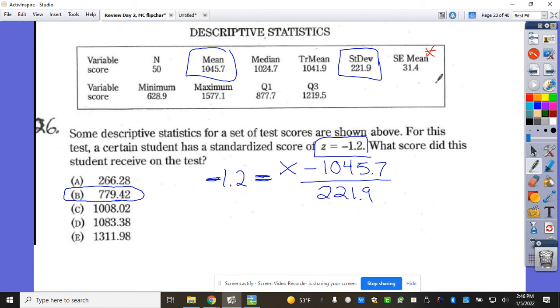The entire thing, or just the S part of S over square root n? S over square root n. Okay. This right here would give you 31.4. And if somebody was overthinking it, they might have accidentally used that here instead. And I could see where that would mess you up. But it's just a good point to talk about that.